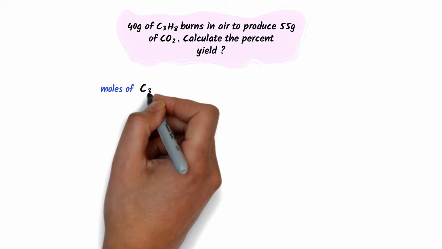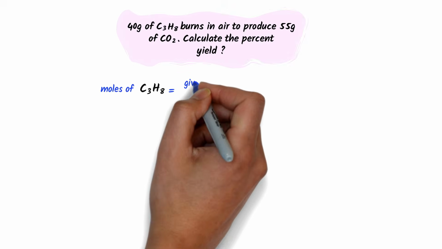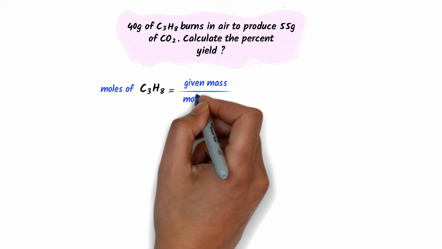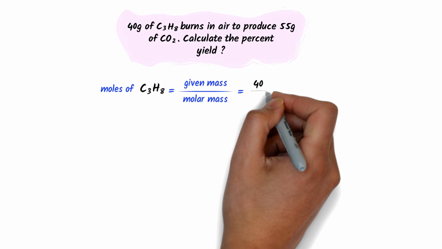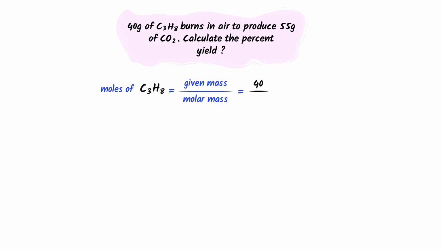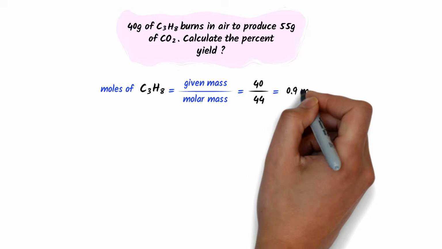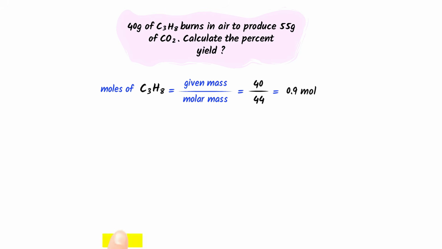The number of moles of C3H8 is equal to given mass upon molar mass or molecular mass. We know that the given mass is 40 gram. And after calculation, the molar mass or molecular mass of C3H8 is 44 gram. I get 0.9 moles. So we have burnt 0.9 moles of C3H8.